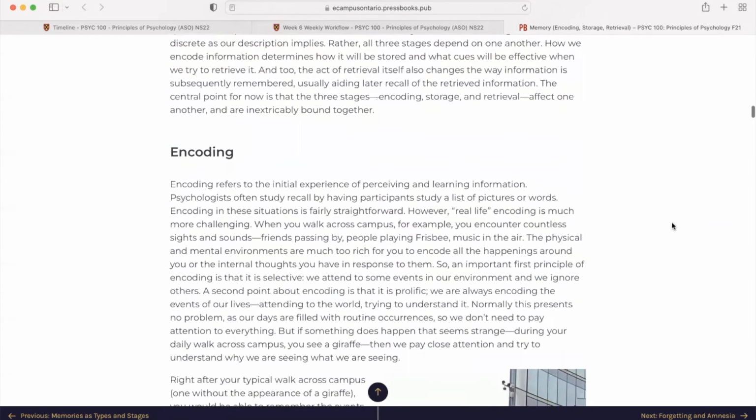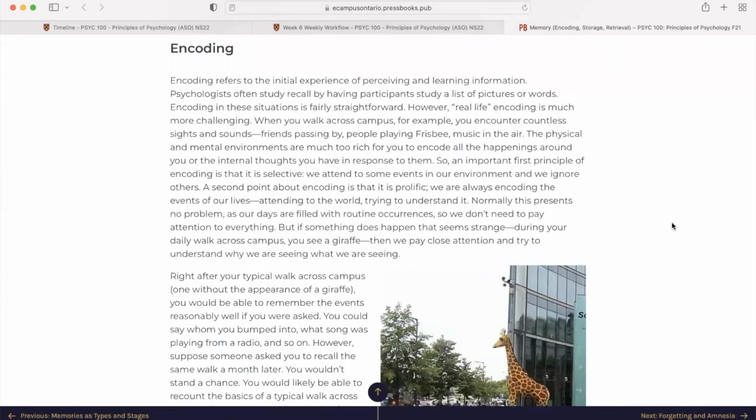Encoding. Encoding refers to the initial experience of perceiving and learning information. Psychologists often study recall by having participants study a list of pictures or words. Encoding in these situations is fairly straightforward. However, real-life encoding is much more challenging.